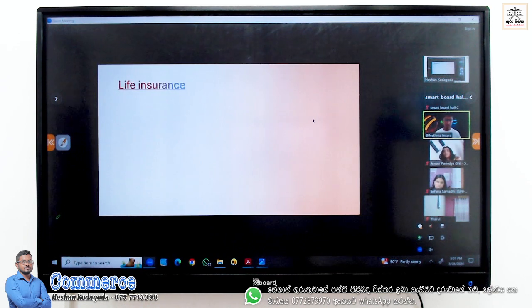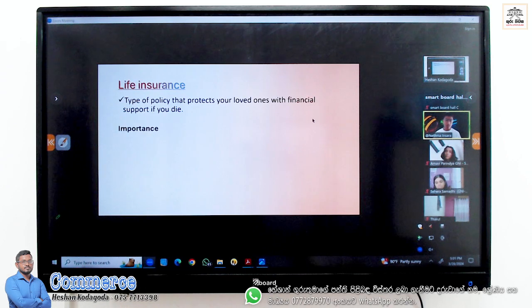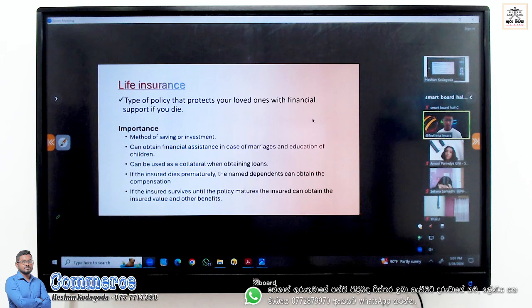Life insurance is the type of policy that protects your loved ones with financial support if you die. There are several importances in life insurance. We can use it as a method of saving or investment. Can obtain financial assistance in case of marriages and education of children. Can be used as a collateral when obtaining loans. If the insured dies prematurely, the named dependents can obtain the compensation. If the insured survives until the policy matures, the insured can obtain the insured value and other benefits.